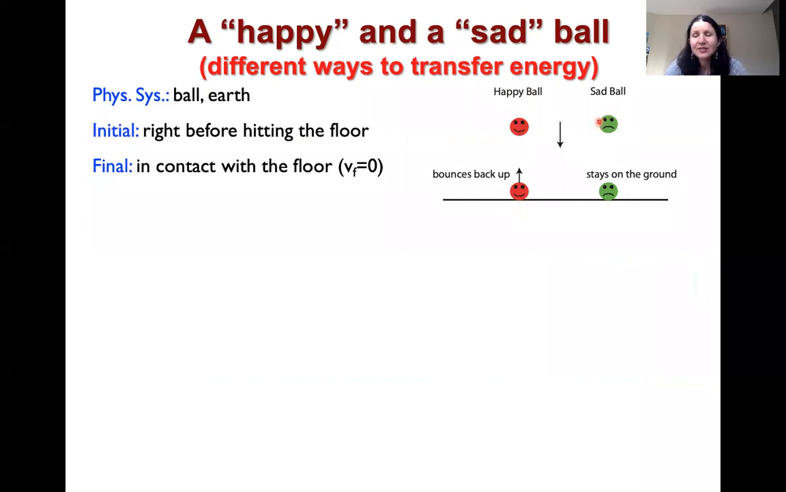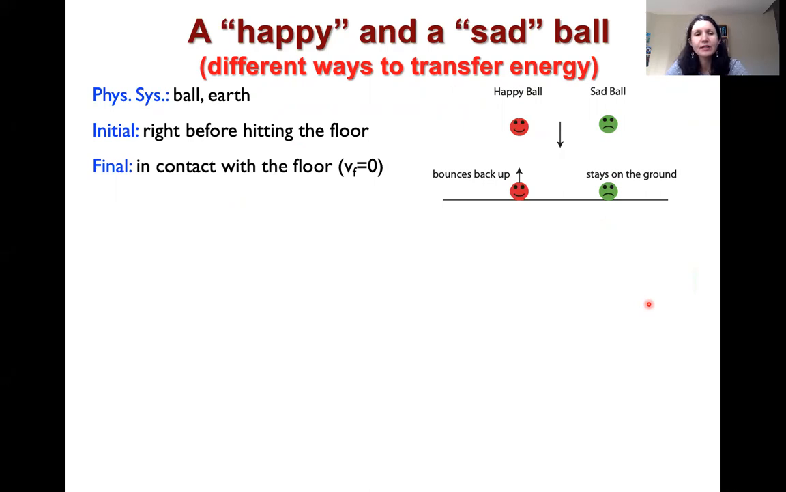But there's also this sad ball that I would have that would actually look identical, but when you drop the sad ball, it doesn't bounce at all. It just plops on the ground and that's it. So let's think about what exactly is the difference between these two balls? Or in other words, how is the energy transferred differently when the happy ball hits the ground versus the sad ball?